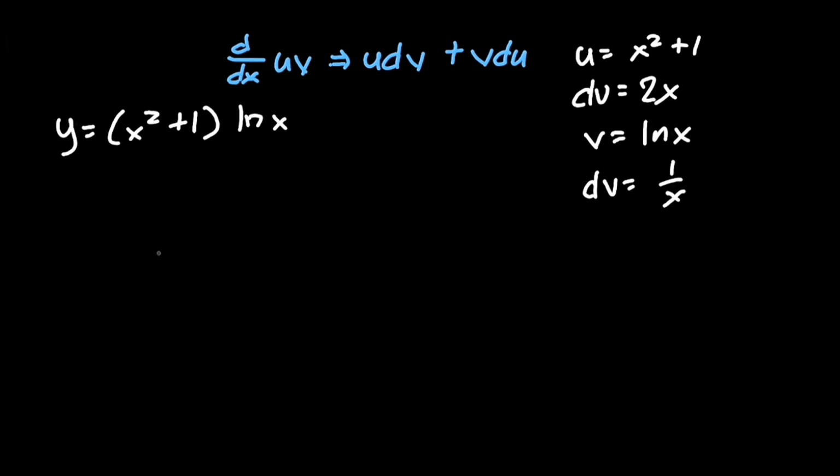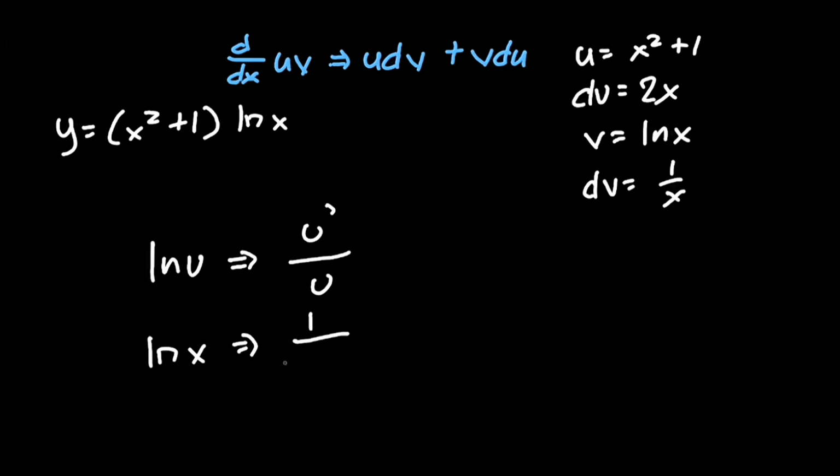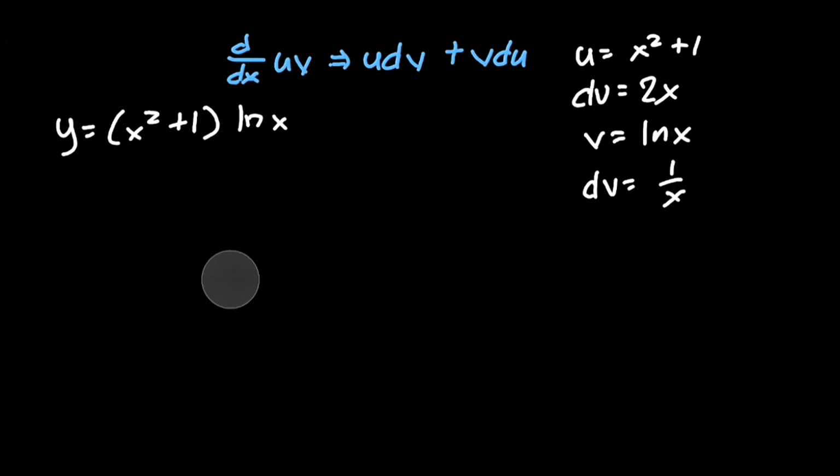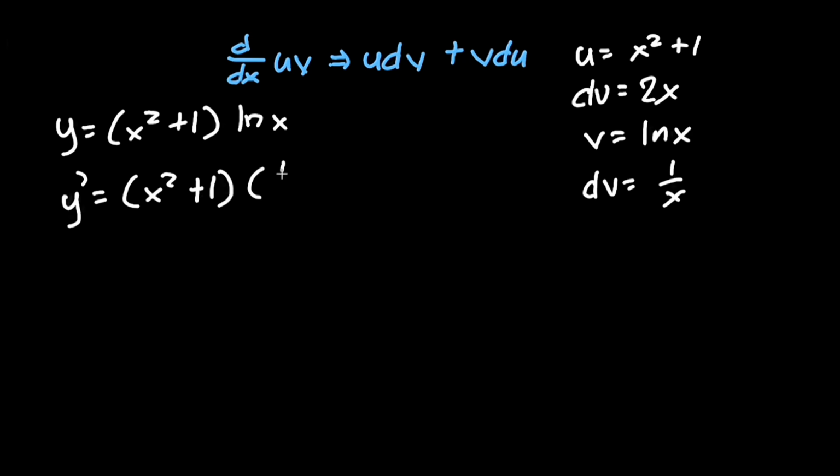Formula for the derivative of natural logarithm would be u prime over u. In this case, ln of x. Derivative of x would be 1, over x. So y prime here would be x squared plus 1 multiplied by 1 over x plus ln of x multiplied by 2x.